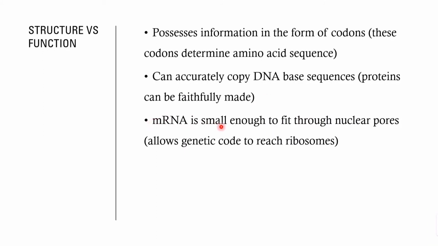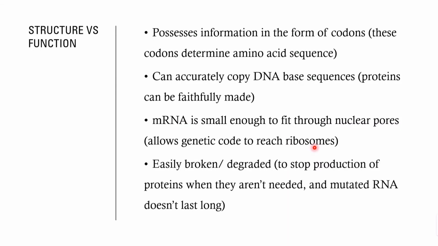Also, mRNA is small enough to fit through nuclear pores in the nuclear membrane, so this allows our genetic code to reach ribosomes. Also, mRNA is easily broken down or degraded, and this is because it is single-stranded. This is able to stop the production of proteins when they aren't needed. When we don't need the proteins being made anymore, our mRNA is easily broken down to stop the production of these proteins. It also means that mutated RNA doesn't last long, meaning it can't do long-lasting damage because it's not producing mutated proteins for a long enough time.